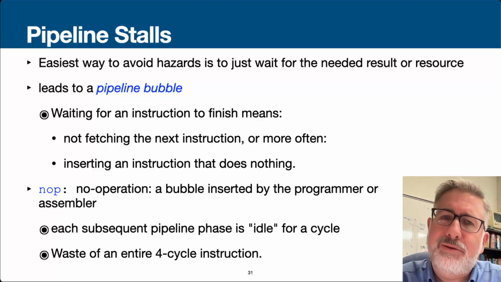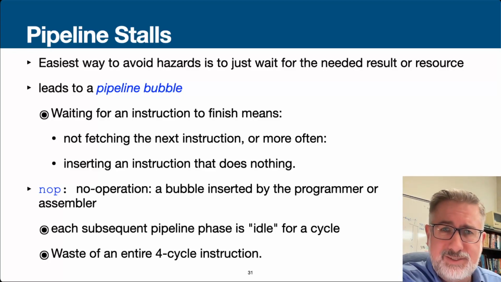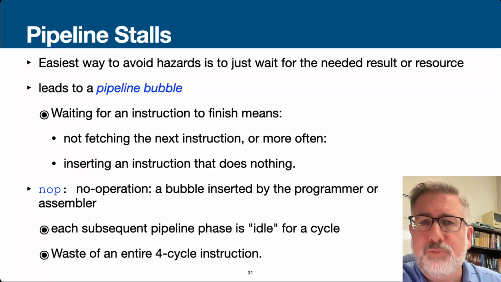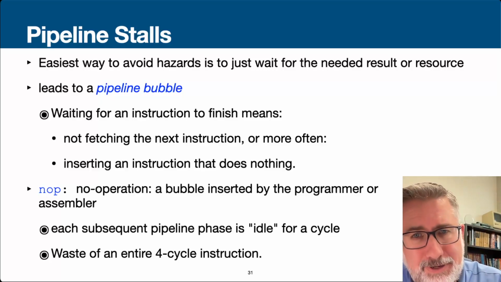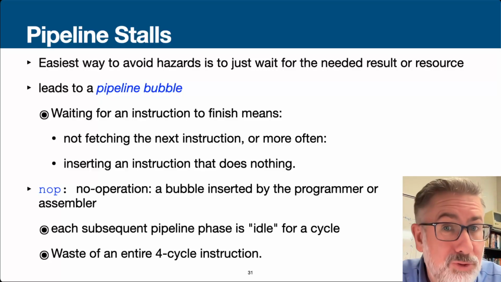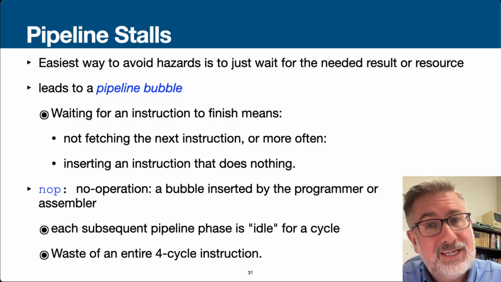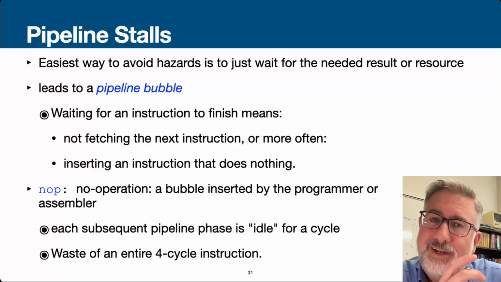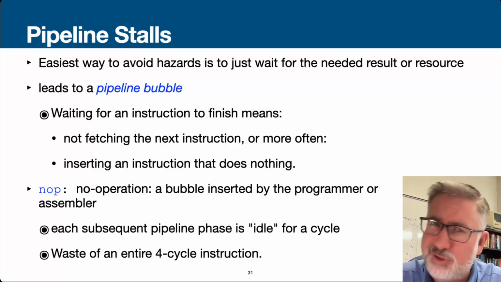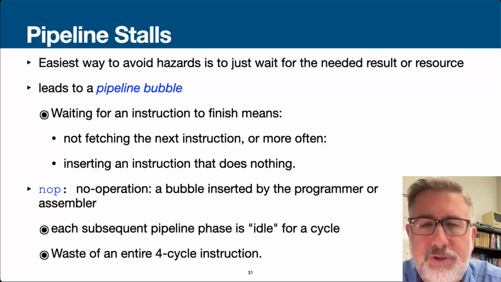And like imagining water in a pipe, if there is an air bubble that gets into that pipe, it just floats along like everything else, doesn't do anything useful, doesn't transport anything useful, but it flows in exactly the same ways. The bubble in the pipeline, same kind of a thing. And most instruction set architectures have a mechanism by which the assembler can insert a bubble into the pipeline if it knows that a data result will not be ready or a control result will not be ready before it's needed. So this is a no-op or NOP.